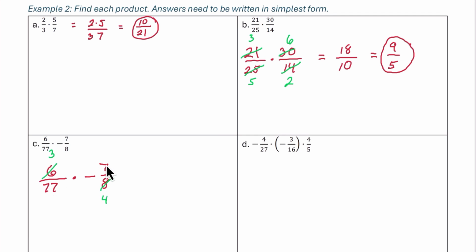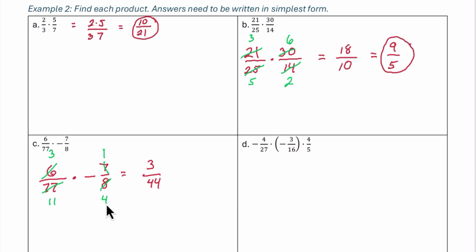And now 7 and 77, what do they have in common? They have a 7 in common. So we want to divide that out. 77 divided by 7 is 11, and 7 divided by 7 is 1. And now we can multiply. We have 3 times 1, which is 3. And we have 11 times 4, which is 44.